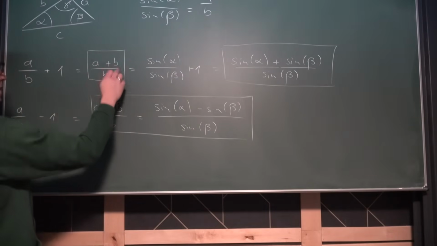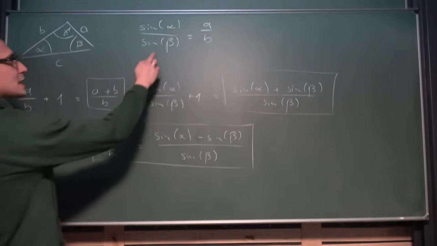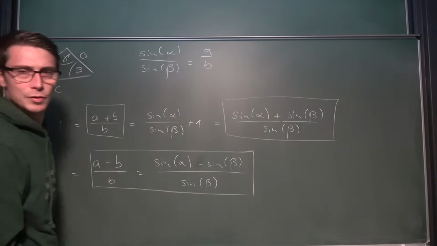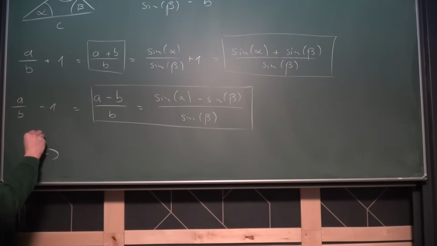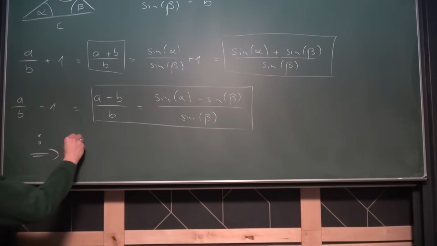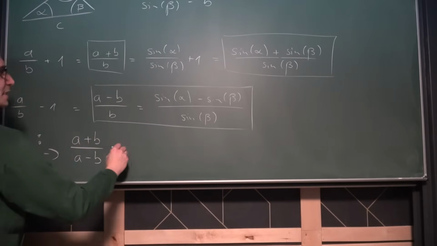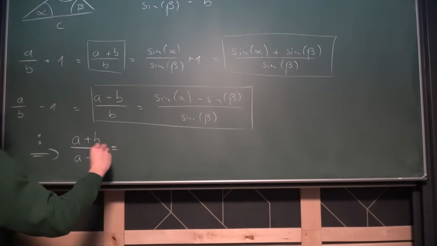So we are going to get A plus B divided by A minus B. You can do it the other way around, it really doesn't matter. It's just like with the law of sines. You can just take a reciprocal on both sides and end up with an equivalent expression. So by dividing both equations by one another, we end up with A plus B divided by A minus B is equal to sine of alpha plus sine of beta divided by sine of alpha minus sine of beta.